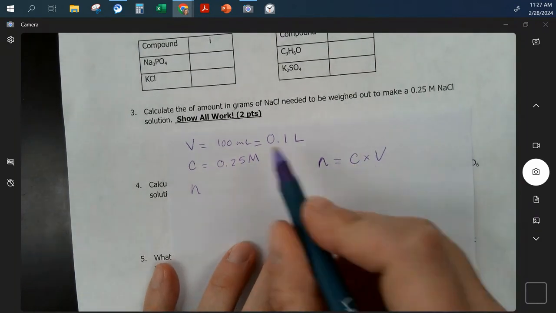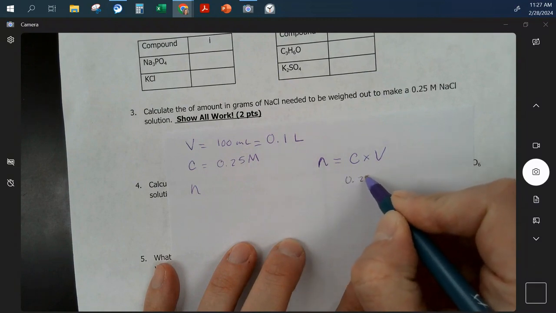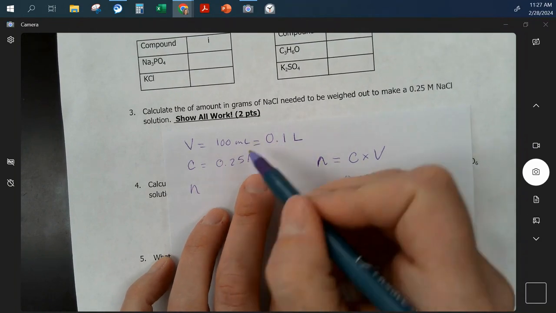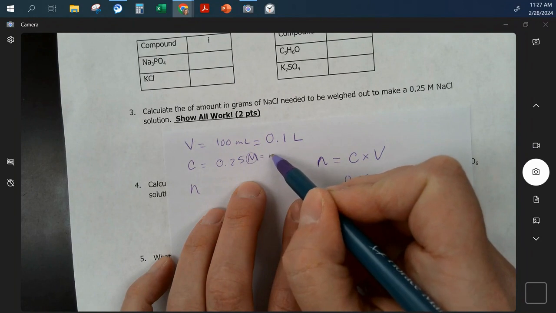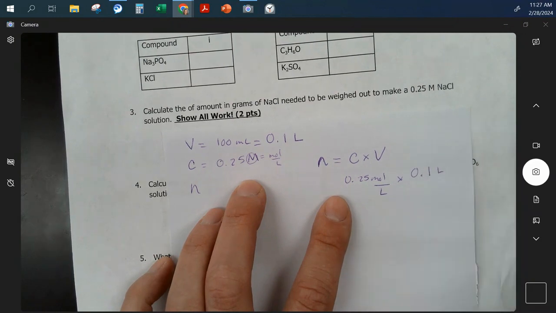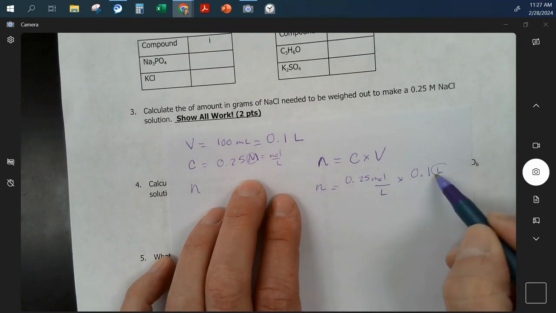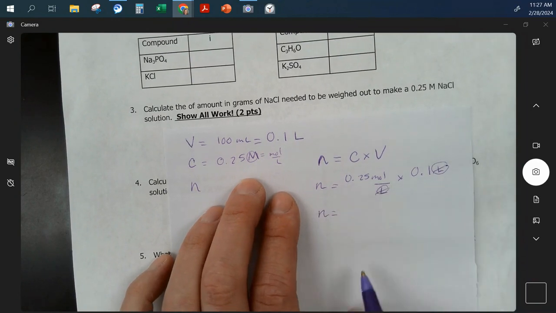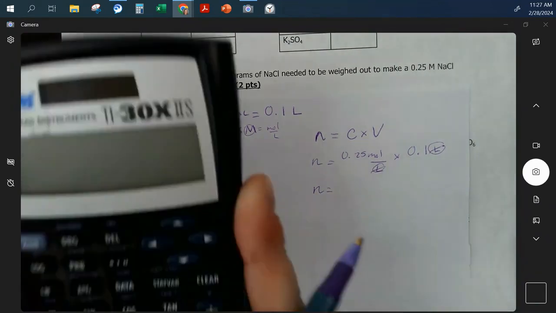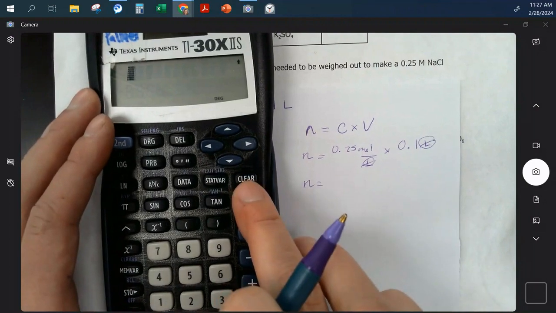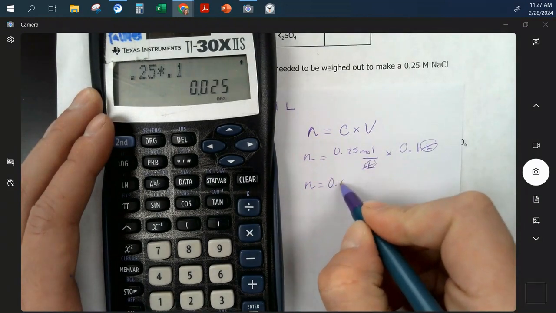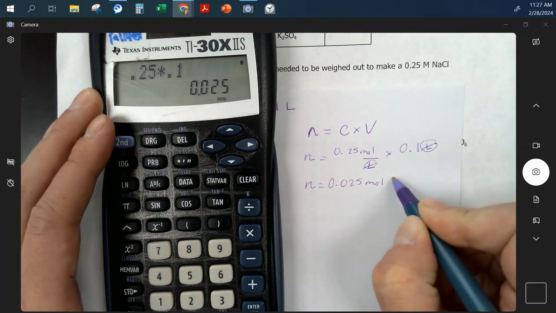All right, so we're going to take C, which is 0.25 molar. Molarity is moles per liter. So I'm going to change this unit to moles per liter. And then I'm going to multiply by the volume in liters. That's going to give me moles. So my liters is going to cancel out. And we got 0.25 times 0.1. That's the number of moles. 0.25 times 0.1. So 0.025 moles of sodium chloride.